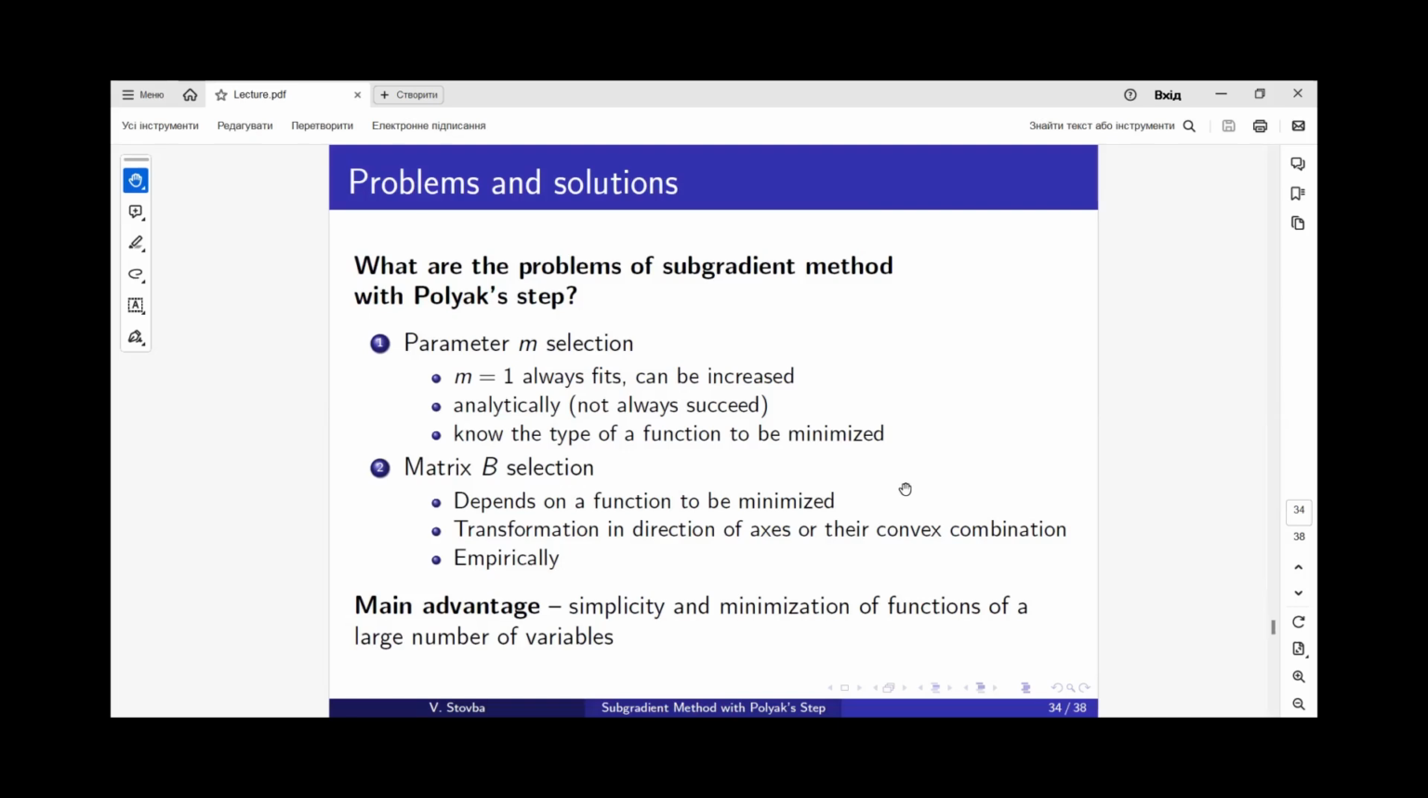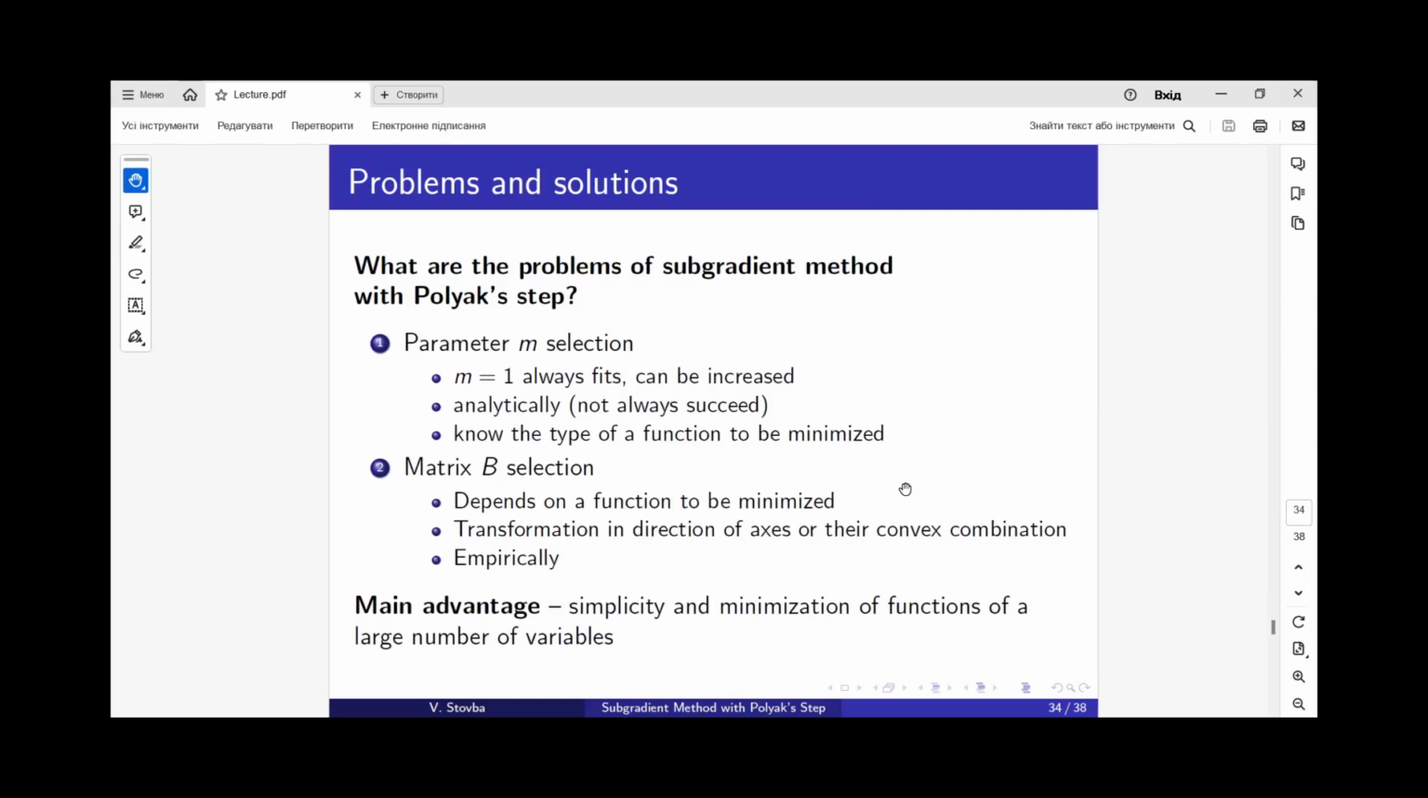So what does matrix B mean? It means that we transform our space in the direction of axes and their convex combinations. If we transform along axes, it means that we set diagonal elements of matrix B. If we use non-diagonal elements, it means that we transform space in convex combinations of axes. Using this and knowing some information about the function, we can set how and in which direction we want our space to be transformed. So it all comes down to an empirical way of choosing matrix B. Unfortunately, there are no analytical ways of choosing this matrix B, and it's still an area under investigation.